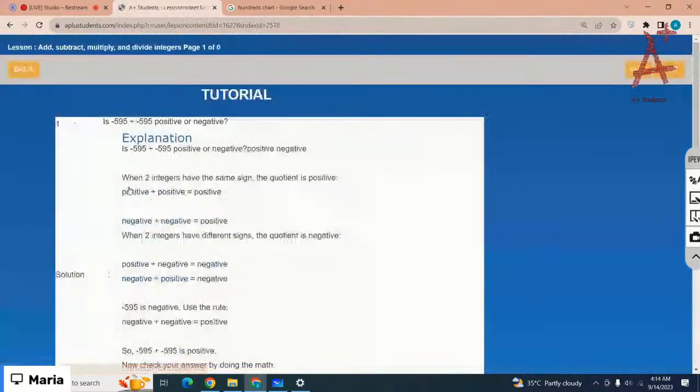Okay, so is negative 595 divided by negative 595 positive or negative? The first one is division, right? When you are dividing two negative numbers, the answer must be positive, right? So in this question you are dividing two negative numbers, so the answer in this case must be positive.